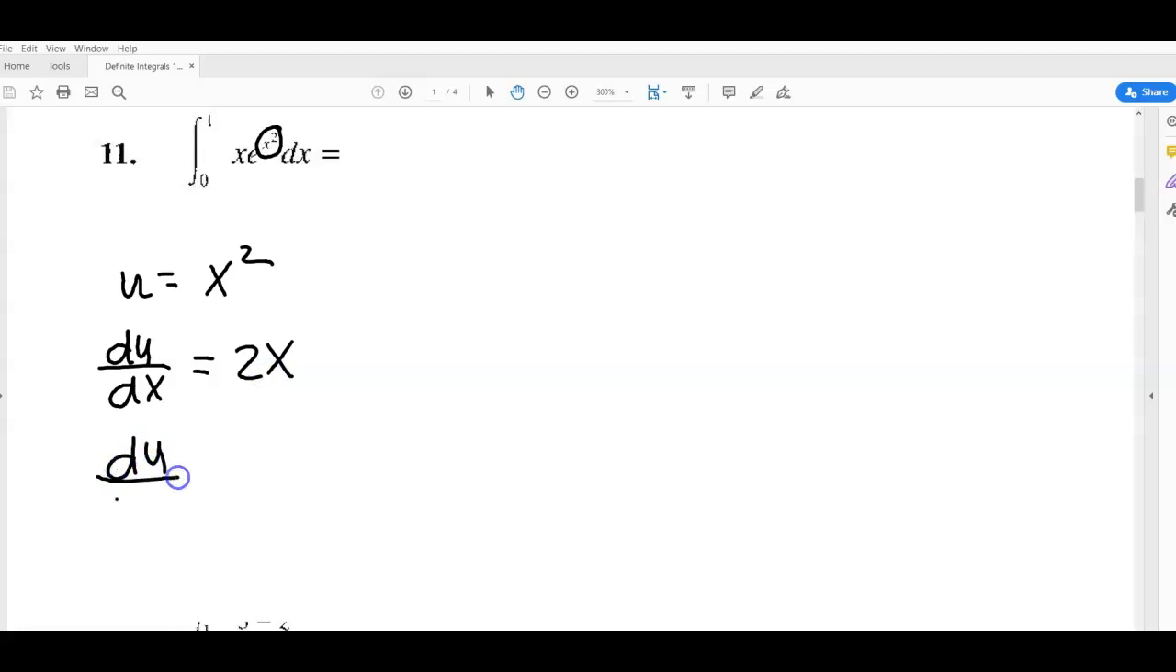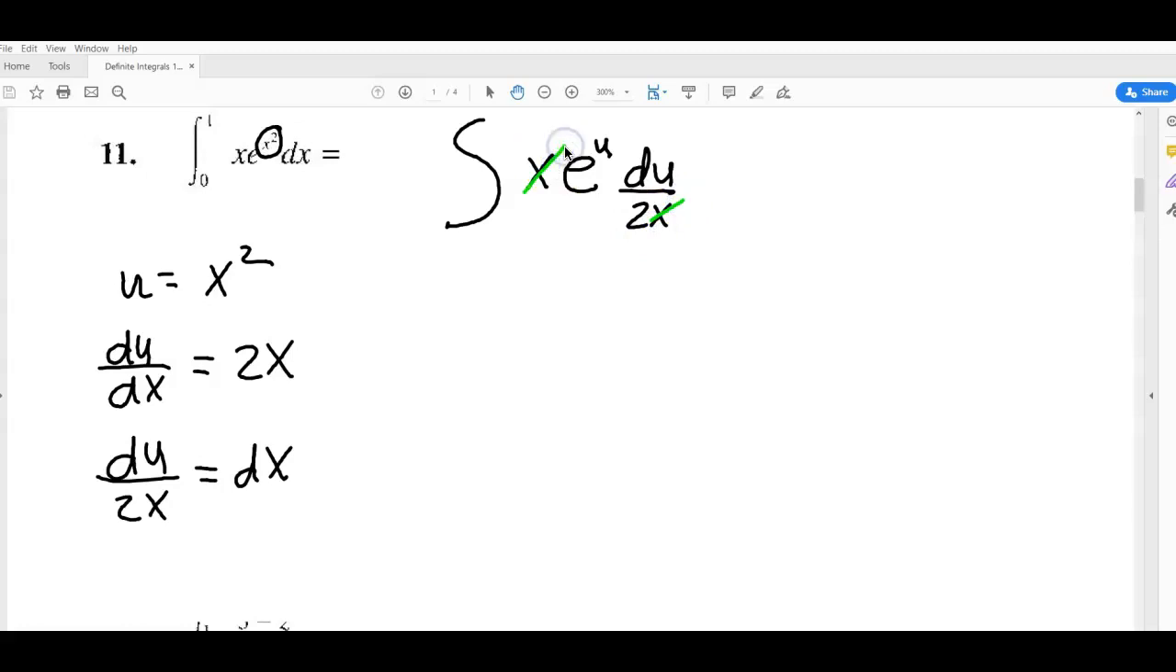In any event, we go through all of our steps here. We have this. So let's go ahead and do our U substitution here. I'm going to put an x right here. E to the U goes here. And I'm replacing dx with du over 2x. Now, these things here are going to cancel out. And now we're left with just u's. But we have more work to do here.